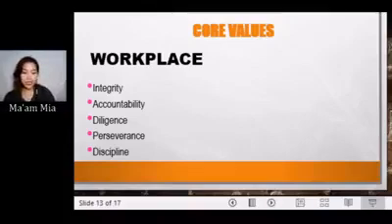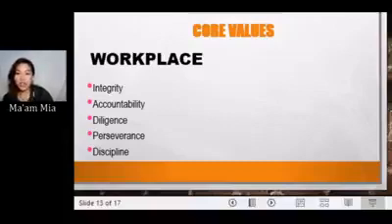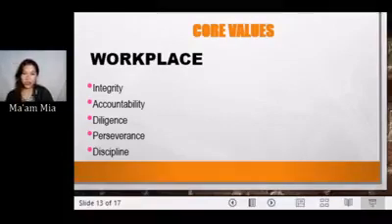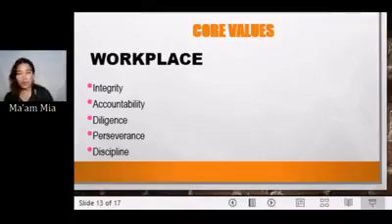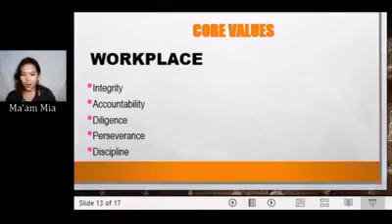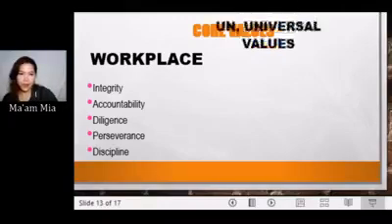Accountability is, kapag may ginawa kang mali, hindi mo siya i-blame sa ibang tao. So, for example, may nasira ka dun sa pinagtatrabahuhan mo, hindi mo na ituturo na siya po. You will willingly embrace what you have done, na ako po kasi yan, pasensya na po. Diligence, of course, pagiging matyaga. Perseverance is pagiging pursigido. Discipline is, that is basic. Pagiging disiplina. So, kapag sinabing hindi, hindi. Kapag sinabing oo, oo.